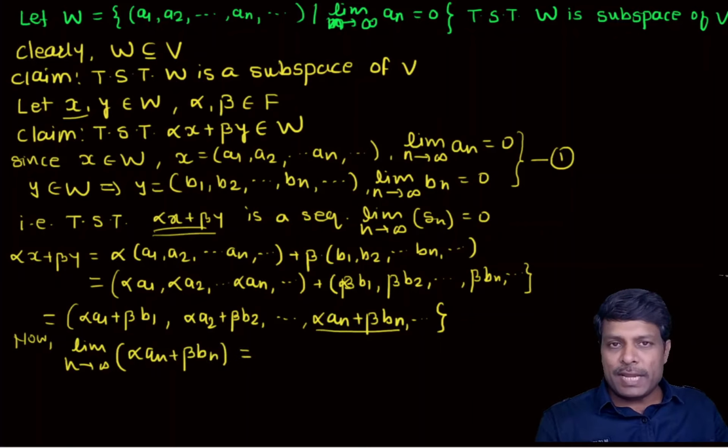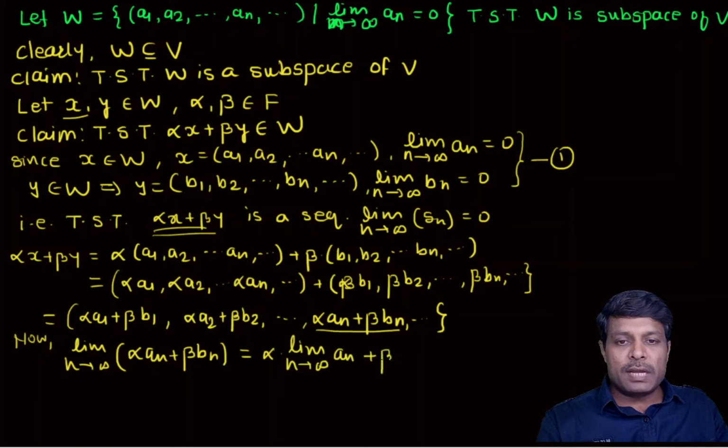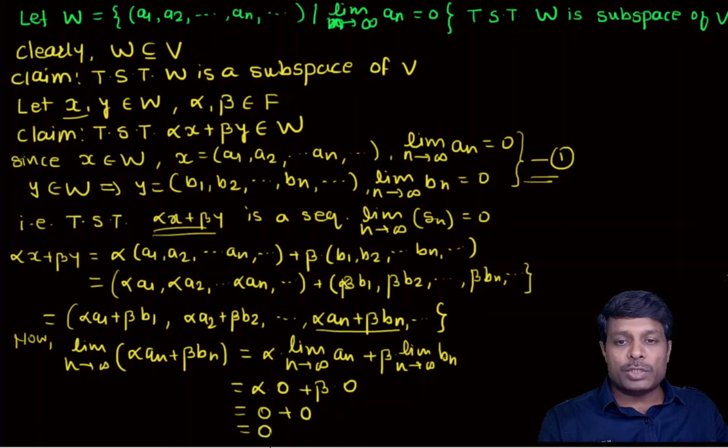Limit has the linearity property, therefore we can find the separate limit of each term, and therefore we can write alpha into limit as n tends to infinity of a_n plus beta into limit as n tends to infinity of b_n. And from equation 1, we have already written that the limits are 0. Therefore, using equation number 1, it can be written as alpha into 0 plus beta into 0, and we know that alpha into 0 is 0, and the total summation is 0.